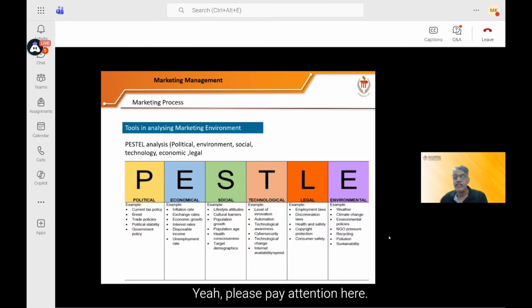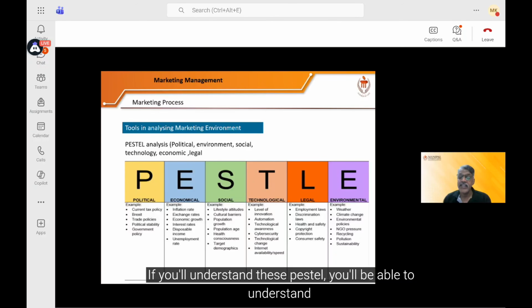Yeah, please pay attention here. What is meant by PESTLE in the market? PESTLE is also one form of scanning of the environment. It includes political factors, economic factors, social factors, technological, legal, and environmental factors. If you understand this PESTLE, you'll be able to understand internal and external environment very clearly in the next unit.